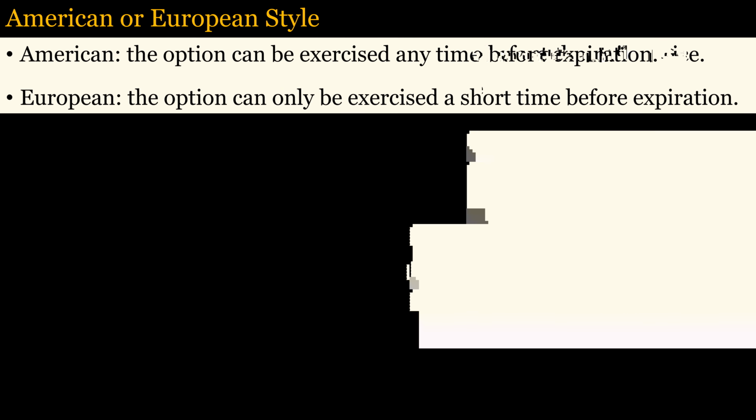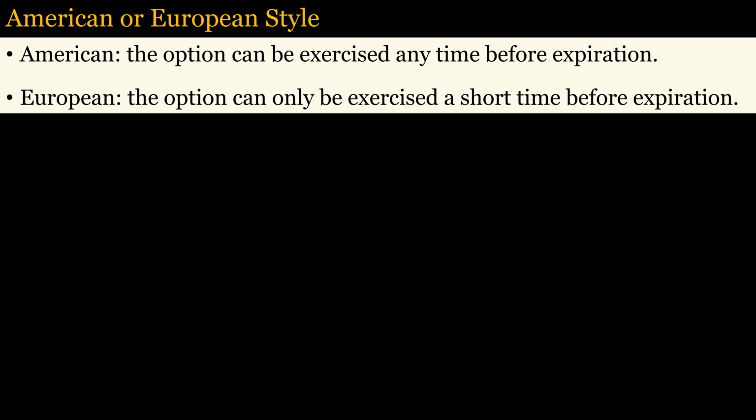Most stock options are American style, meaning that they can be exercised at any time before expiration. By contrast, European style options can only be exercised during a short time right before expiration. Options based on indexes, such as the S&P 500 stock index, are European style options. Most options on stocks and exchange-traded funds are American style.